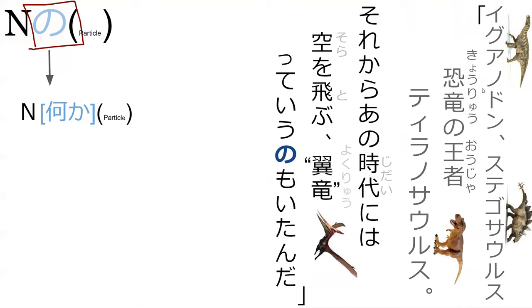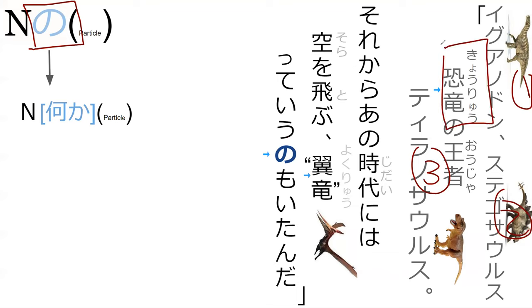This will probably make more sense if I did the full sentence, which was Igura no don, Sutegosaurus, Sorasu, Kyoryu no Oja, Tyrannosaurus. Sore kara ano jidai ni wa sora o tobu yokuryu te iu no mo itanda. So we've listed a bunch of what? Dinosaurs. Yes. So the topic of the sentence is about dinosaurs. So this no right here is a filler word for the topic, kind of. Topic's probably not the right word, but the subject, well, it is kind of. I think yokuryu is the subject and the topic is kyoryu.